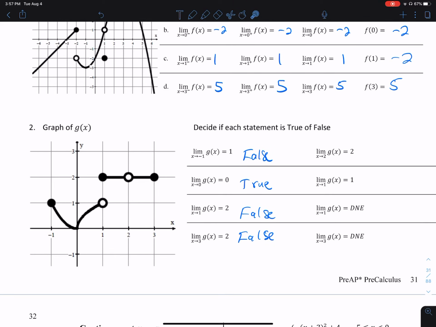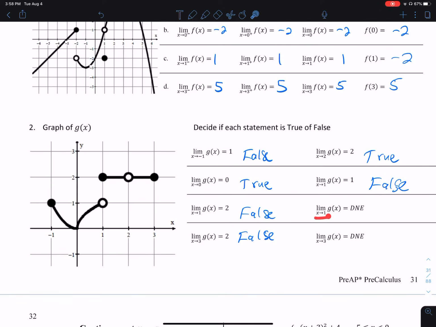What's the limit of g of x as x approaches positive 2? It's claiming that the answer is 2. Let's see. If we approach 2 from the left, y is getting closer to 2. If we approach 2 from the right, y is also approaching 2. That's a true statement. As x approaches 1, y is approaching 1. If you approach from the left, it's 1. If you approach from the right, it's 2. I disagree. That's a false statement.